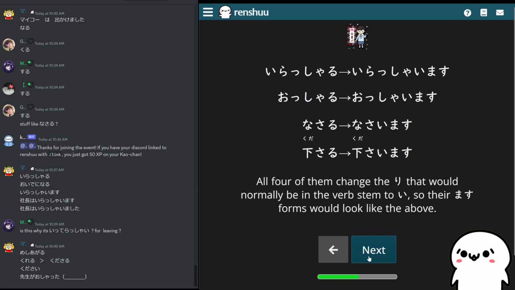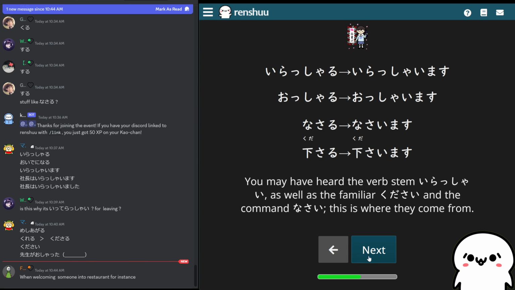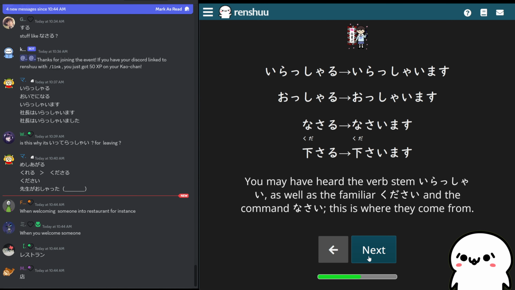Now, a few more things. Hopefully we have some more light bulbs jumping into your head. This one's just talking about changing the re to an e. But you've probably heard this irashai, where if you've been to Japan before, or if you've watched anime or read manga, where do you hear irashai? It's spoken, just that one word. Irashai. Irashai. Yeah, when you welcome someone into a restaurant or a store often.